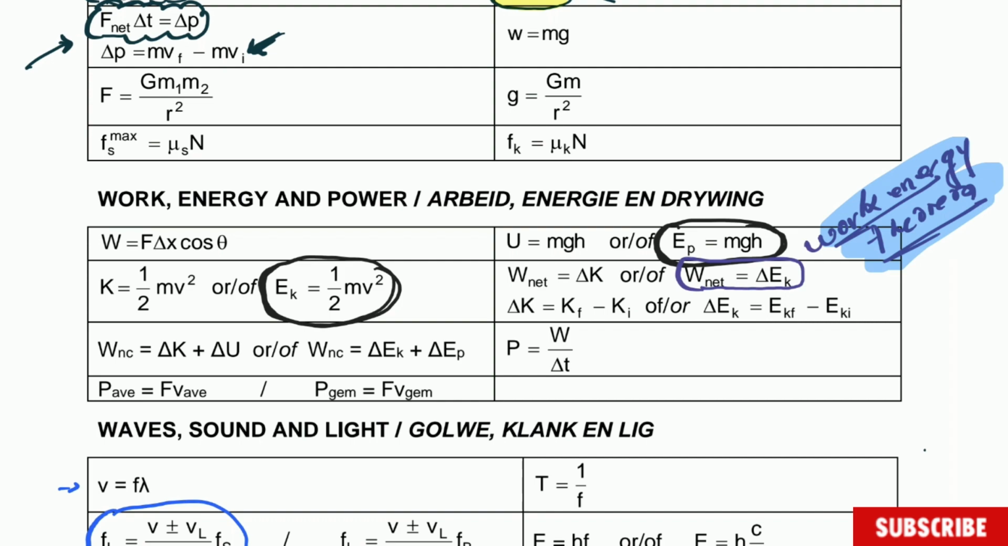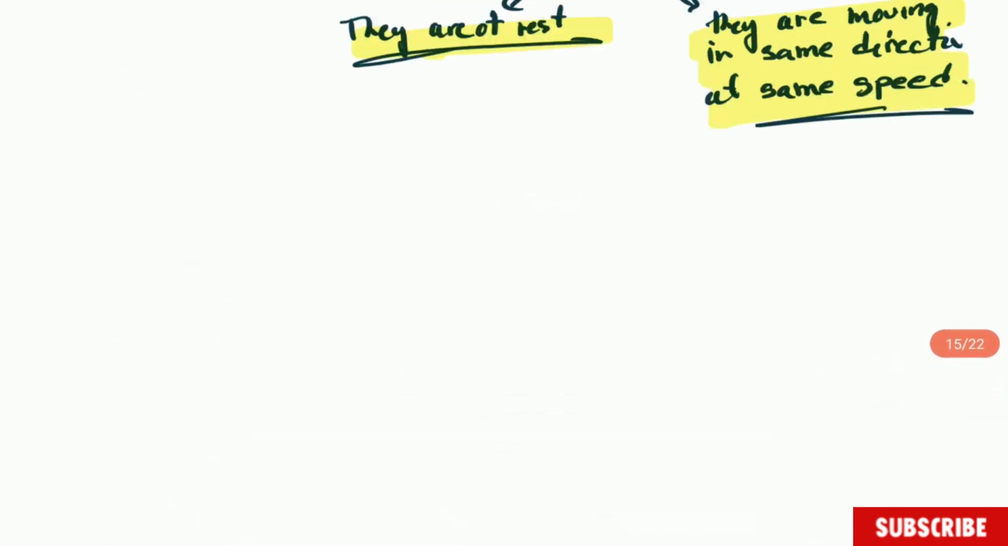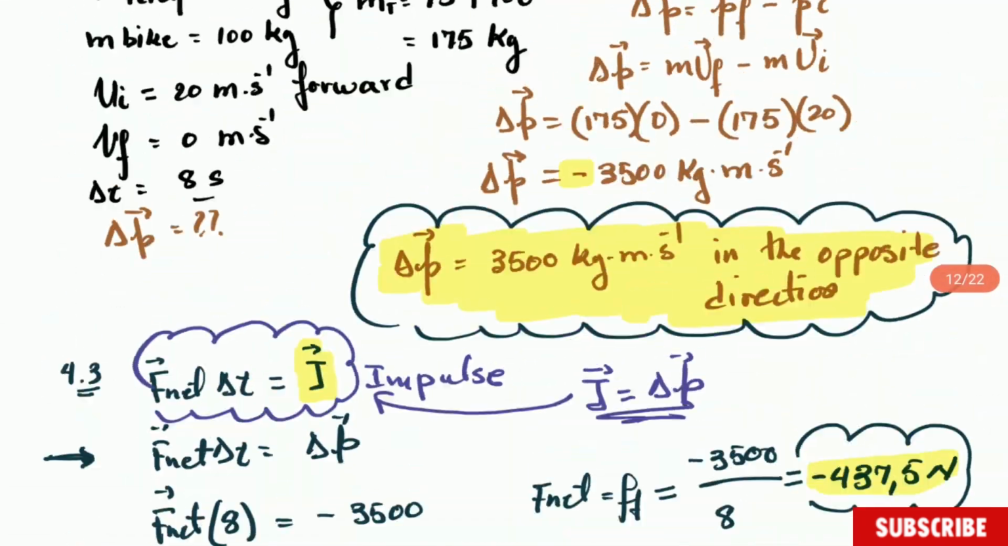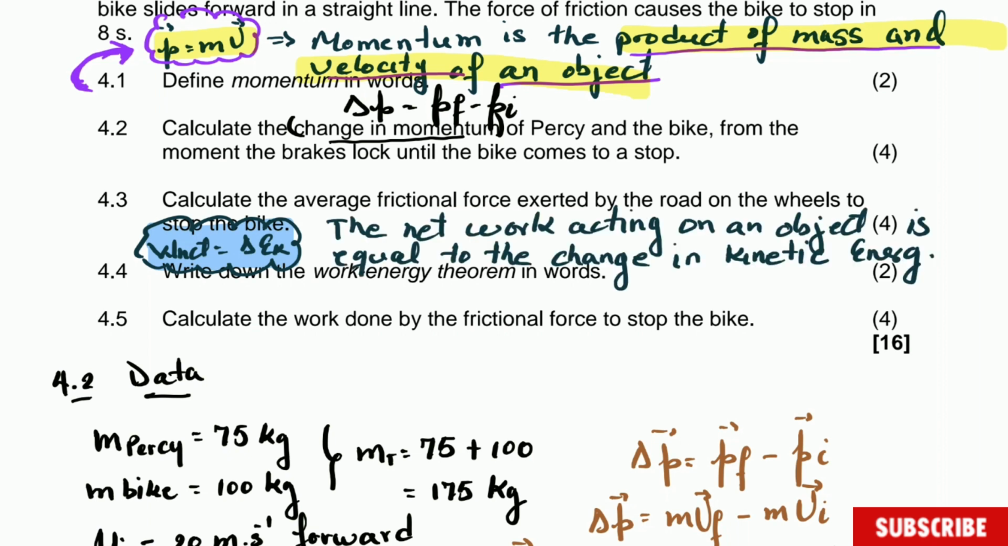All you have to do is to use it in the answer of the definition, or state the work energy theorem in words. If we write it here, the net work is equal to the change in kinetic energy. That is the formula, and that is the work energy theorem in words. Make sure you write it in words. That theorem states that the net work acting on an object is equal to the change in kinetic energy of the object. The answer for that one is given to you.